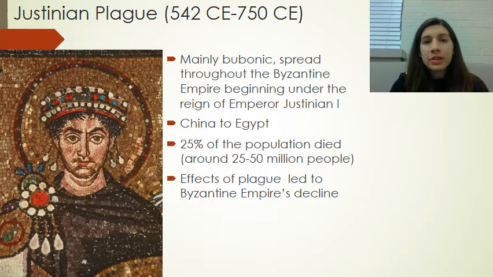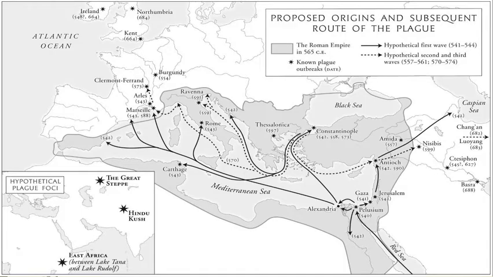The effects of this plague led to the Byzantine Empire's decline because they were able to be attacked by the Lombards, and they were able to succeed because of the lack of people and the sickness in the area. Now, this is a map of what occurred during the Justinian Plague in the Byzantine Empire. As you can see, it started in the Red Sea and originated here in Egypt, and it spread elsewhere across the Byzantine Empire, having outbreaks shown by these little asterisks, spreading all across Europe.